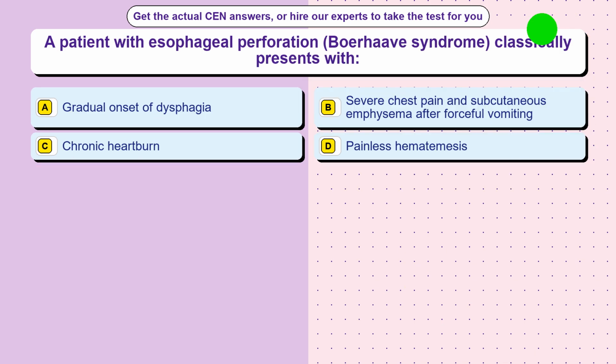Question 47. A patient with esophageal perforation, Boerhaave syndrome, classically presents with: Option A, gradual onset of dysphagia. Option B, severe chest pain and subcutaneous emphysema after forceful vomiting. Option C, chronic heartburn. Option D, painless hematemesis.